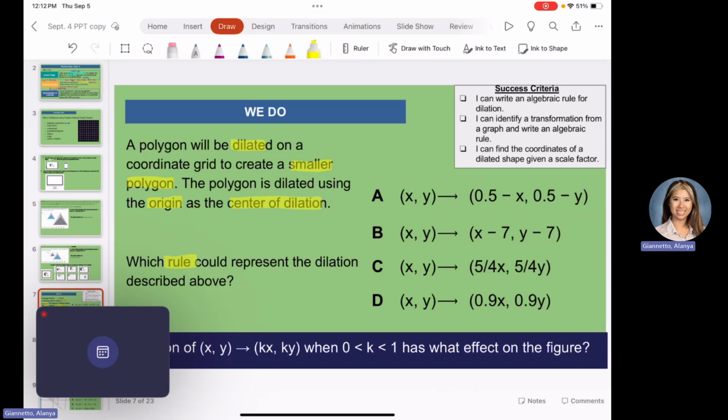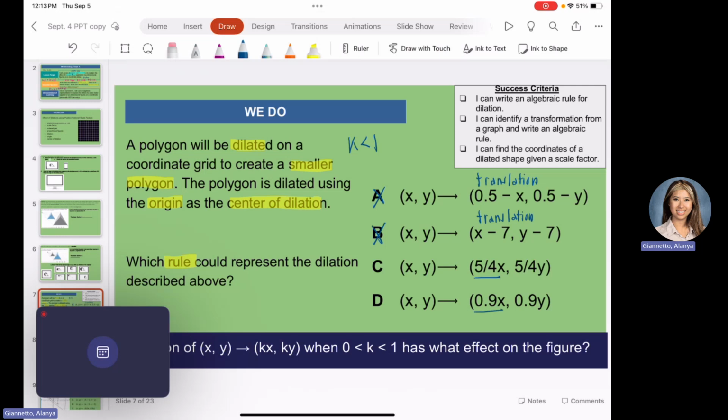Okay, so we know that if the shape gets smaller, then our scale factor has to be less than 1, right? And so let's look at the answer choices, because some of the answer choices I see are not even for dilation. So we can go ahead and cross them out first. So A and B are not for dilation, they're for translation. And we know that because you're adding or subtracting to the x. Then our scale factor in C is 5/4, and our scale factor in D is 0.9.